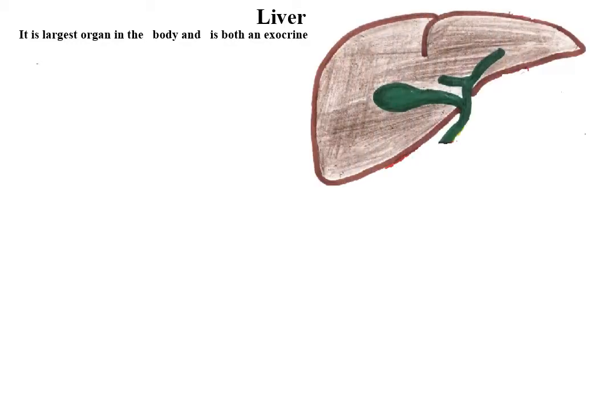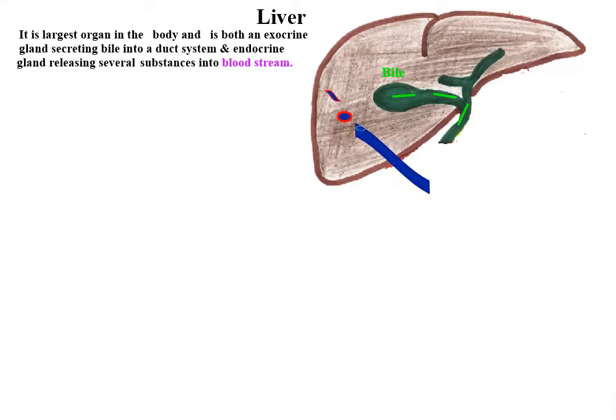Liver. It is the largest organ in the body and is both an exocrine gland secreting bile into a duct system and an endocrine gland releasing several substances into the bloodstream. It is formed of stroma and parenchyma. Stroma of the liver is composed of capsule, trabeculae, reticular stroma, and portal canals.